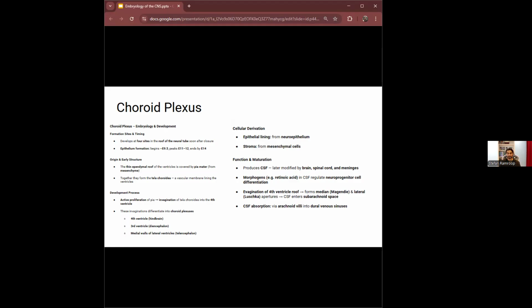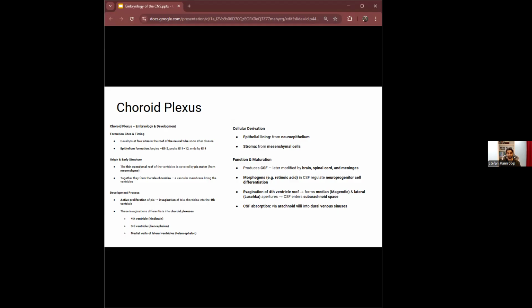You're going to have similar processes occurring in the roof of the third ventricle and the medial wall of the lateral ventricles. The epithelial component of the plexus is derived from neuroepithelium, while the stroma comes from mesenchymal cells. Functionally, the choroid plexus secretes cerebrospinal fluid, which is later modified by the brain, spinal cord, and meninges, and it also contains key signaling molecules like retinoic acid, which influence neurodevelopment.